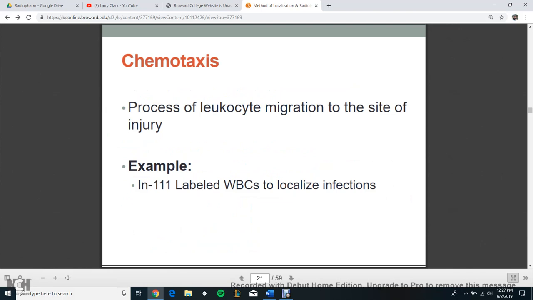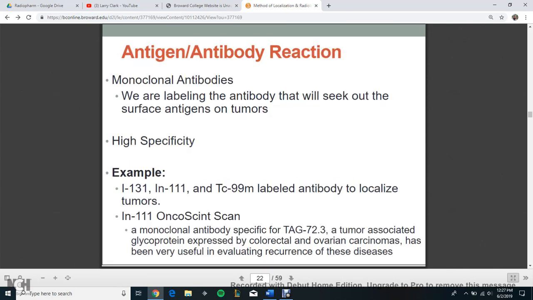Chemotaxis. Process of leukocyte migration to the site of injury. An example would be indium-111 labeled white blood cells to localize infections. Antigen and antibody reaction. Monoclonal antibodies. We are labeling the antibody that will seek out the surface antigens on tumors.